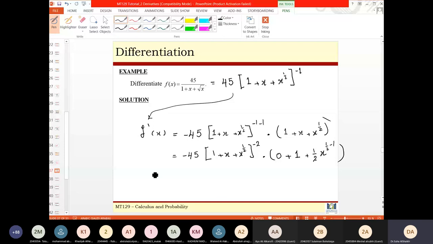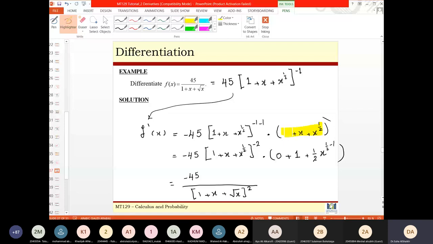Rearrange the things a little bit. Now, to the power minus 2, bring it down. So I can say this is minus 45, and down I have 1 plus x, and again I'm going to write it as root x to the power 2. Minus 1, this is root. I'm finding the derivative of this amount.